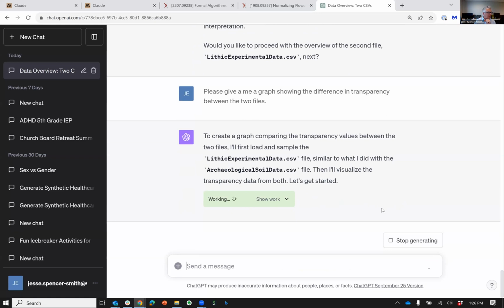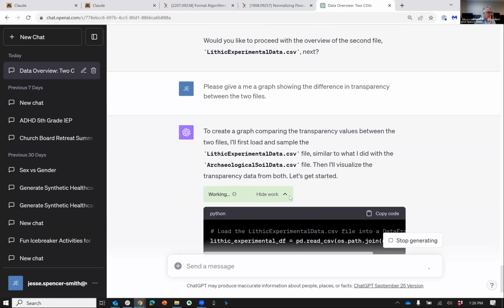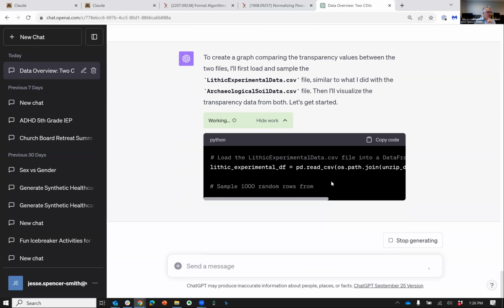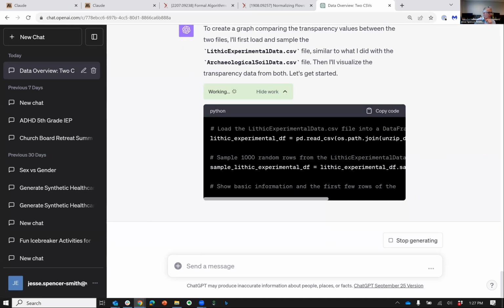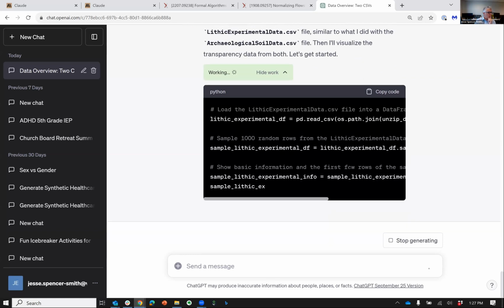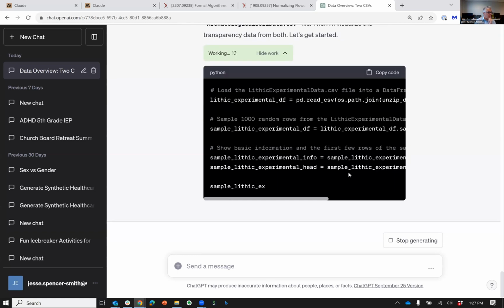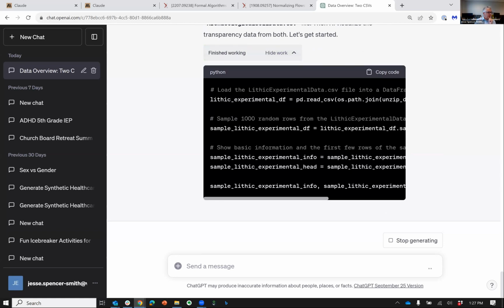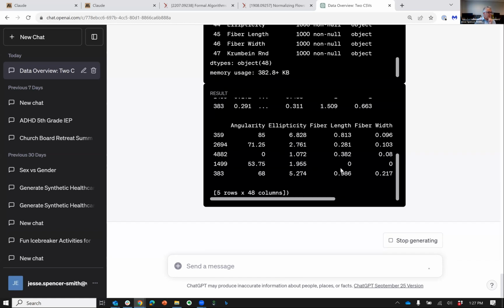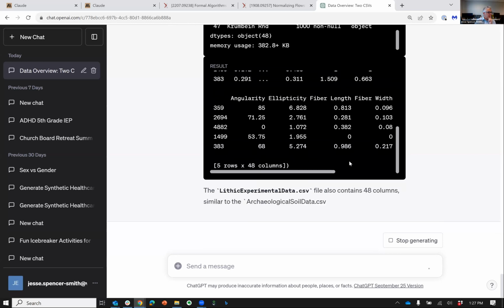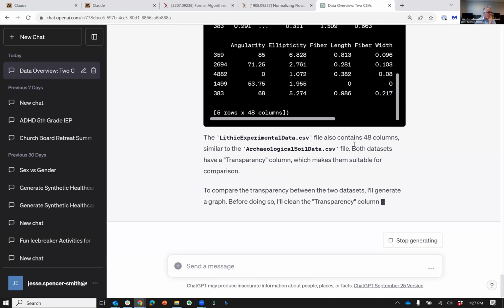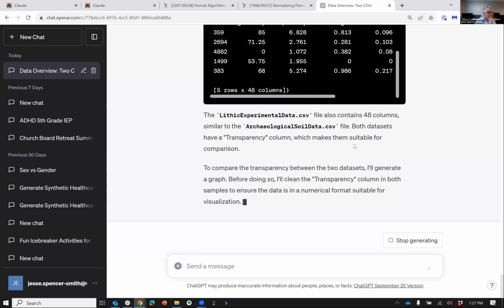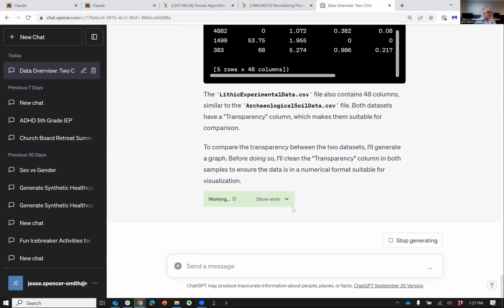So now, again, it's creating the tool, taking 1,000 random samples, and later I'll probably say stop taking the samples and just do all of them. It's going to show the basic information first. So it says that they're both going to be the same. Both have transparency. Going to make sure that they're both numerical.